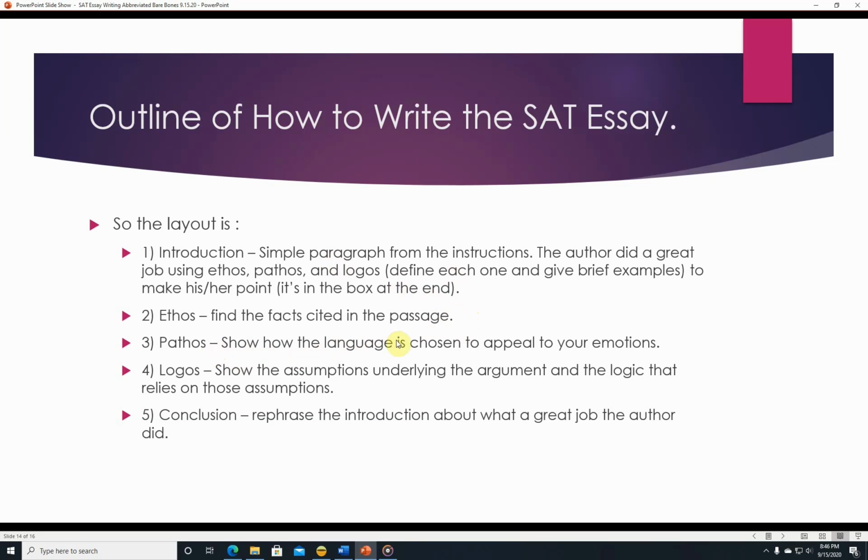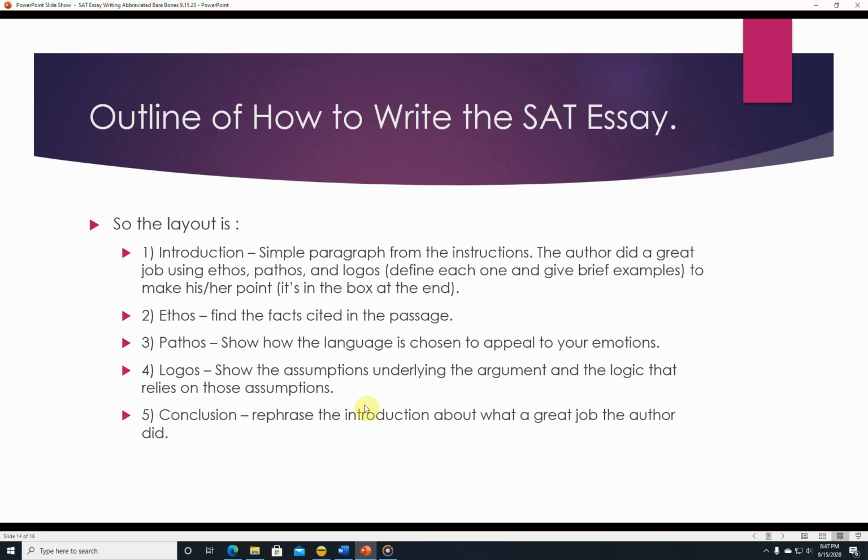Pathos. You want to show how the language is chosen to appeal to your emotions. So again, if you're using descriptive words, adjectives, and adverbs to make something sound good or make something sound bad, or attacking something or supporting something, that's pathos. Logos. You want to show the assumptions underlying the argument and the logic that relies on those assumptions. Conclusion. You want to rephrase the introduction about what a great job the author did.